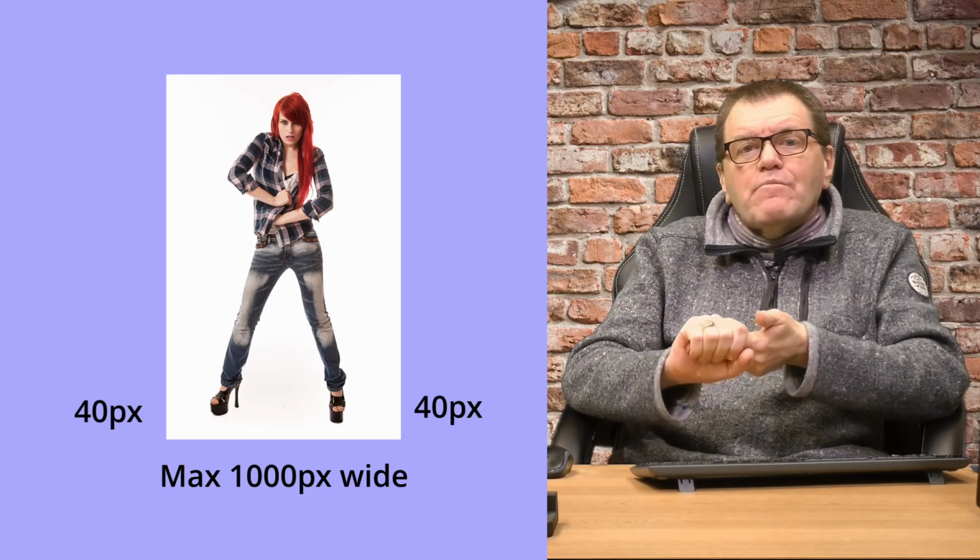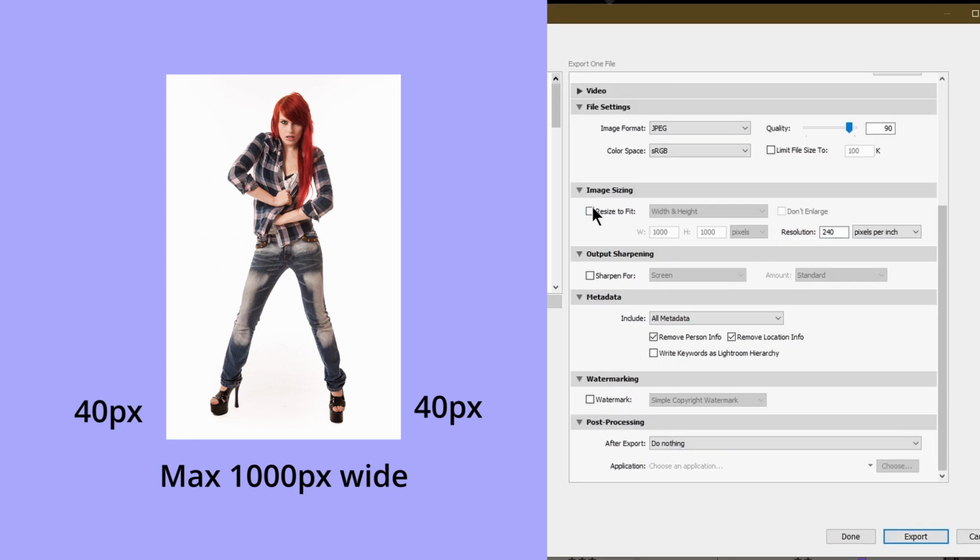We want at least 40 pixels all the way around and a little bit more at the bottom because I'm going to put a caption there. Let's deal with the width first. So 1080 minus 40 minus 40 gives us 1000. So our maximum width for the image is going to be 1000 pixels.